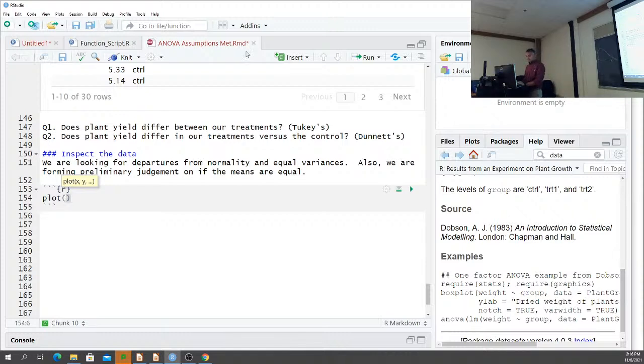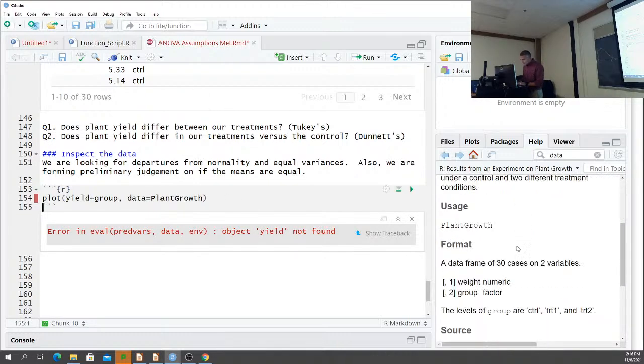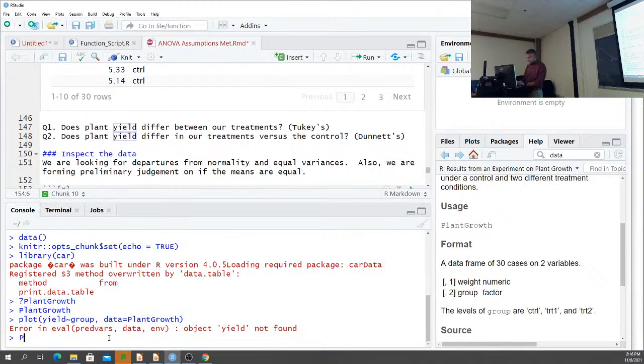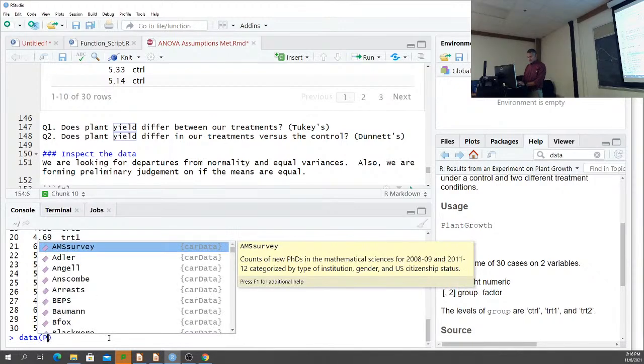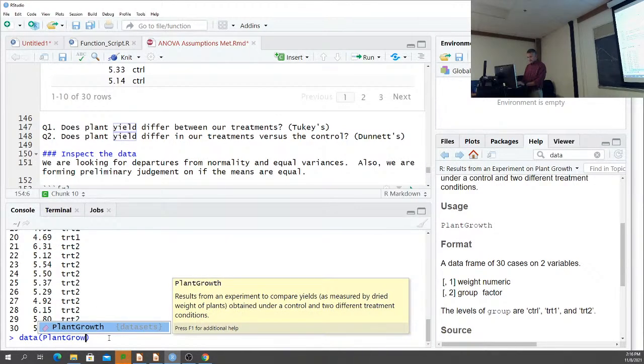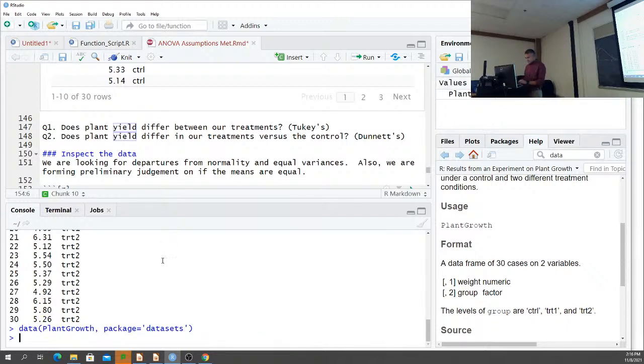So I'm going to do a plot. We have yield as a function of group. Data is plant growth. I think that's what it is. No, let's see. Got to go back to my group name. Weight and group. I think I'm going to make it a little bit easier. Let's see here. Plant growth. Let's issue the data function. Plant growth. Package is datasets. There. I'm going to do that.